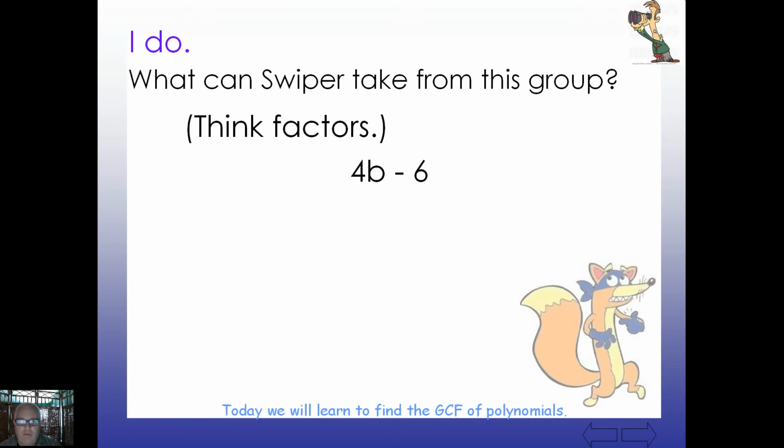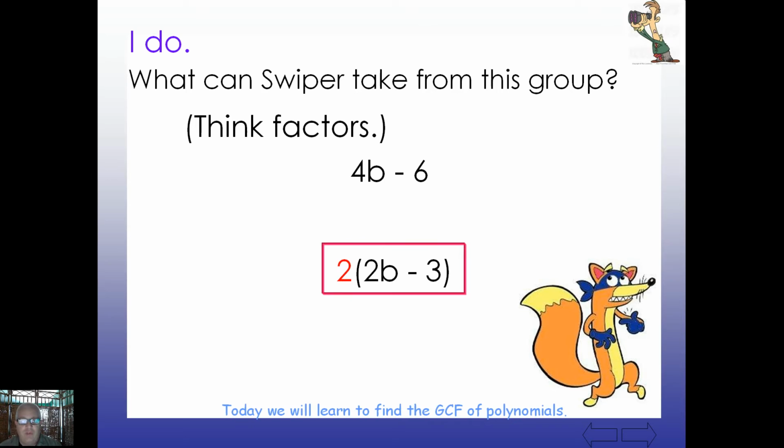If you've got 4b minus 6, just watch. I'll go through this one here. Let's look at both pieces, the 4b and the negative 6. What's something they have in common there? Looks like they're both even. So if we factor out a 2, well, what you do is you end up writing down what's left.